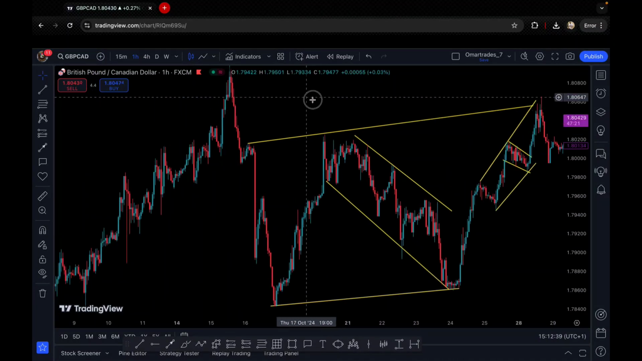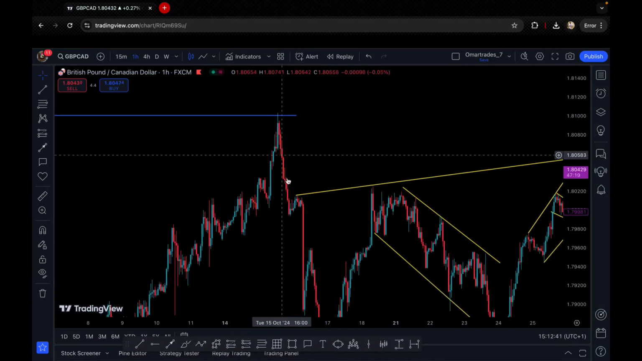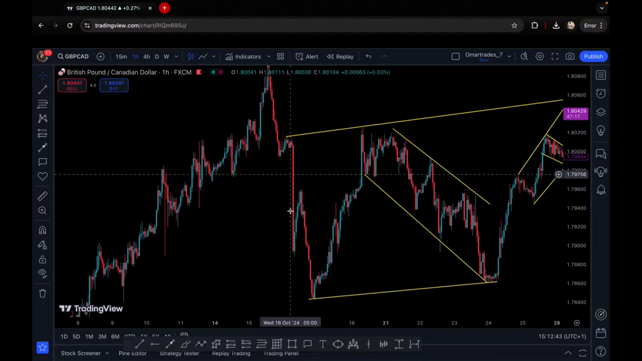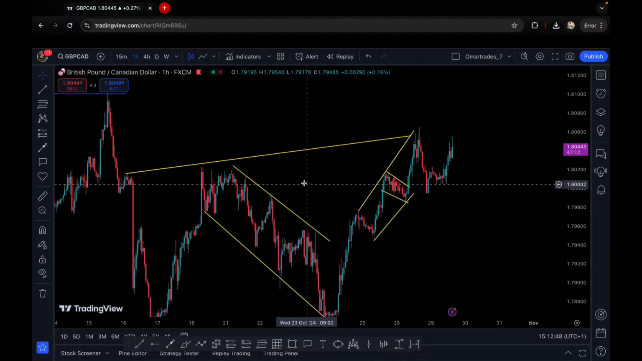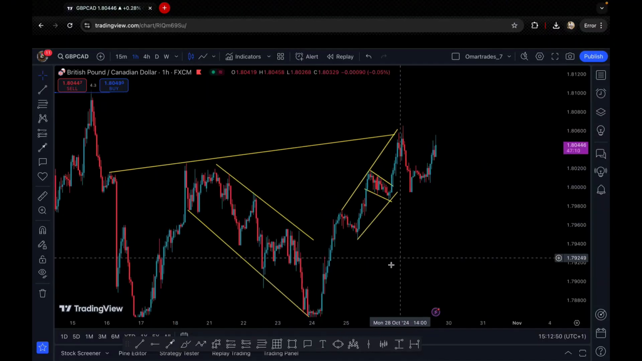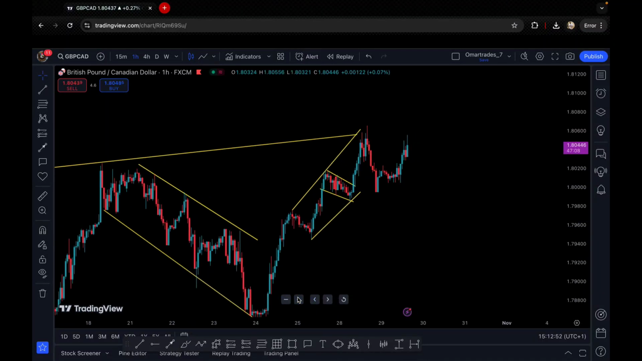Coupled with the fact that we have tagged into this area right here, and now look at the momentum. Now look at the volume, look at the price movement that actually came from this area, right? So this is a good setup if you ask me. Again, there's still something to learn from it.